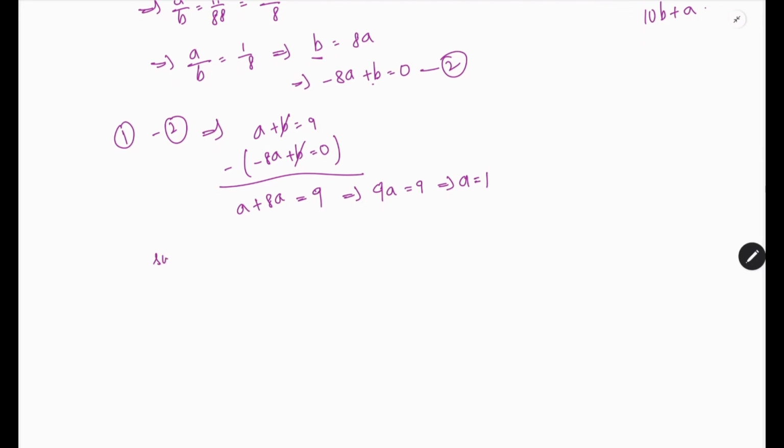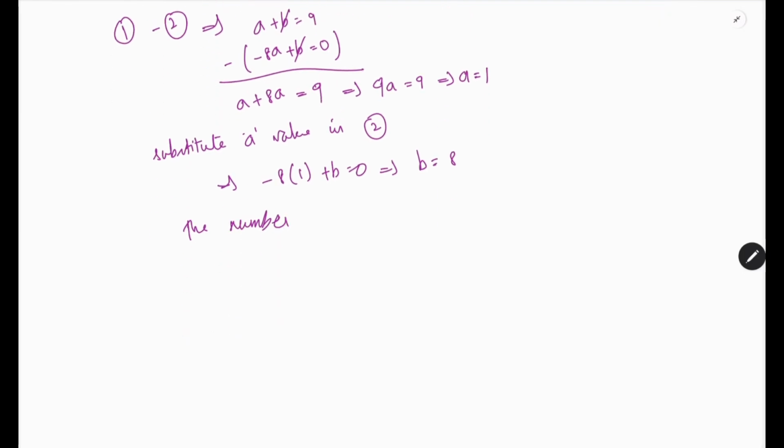Here you substitute the A value in the second equation. What do you get? Minus 8, A is 1, plus B equals 0. So B equals 8. You got the value B equals 8. So what is the number? The number is 10A plus B. So it is 10 into 1 plus 8. It is 10 plus 8, that is 18. Okay. The number is 18.